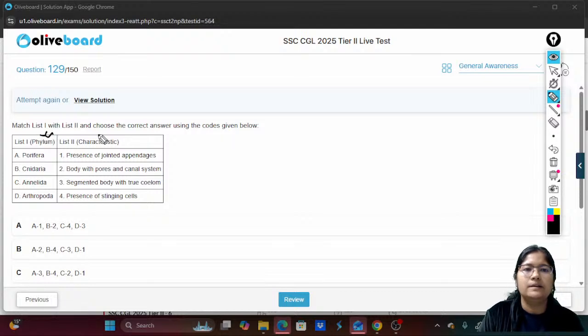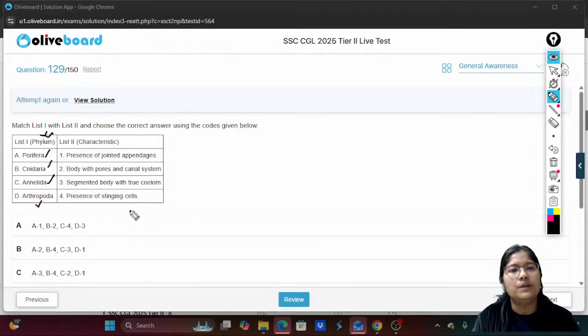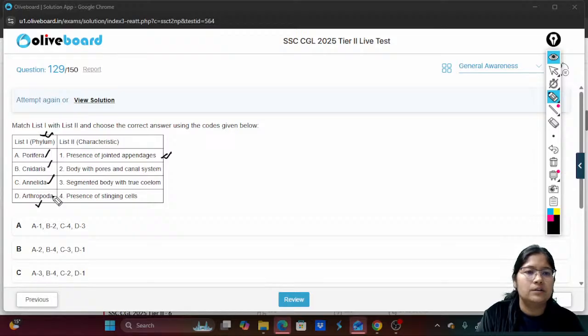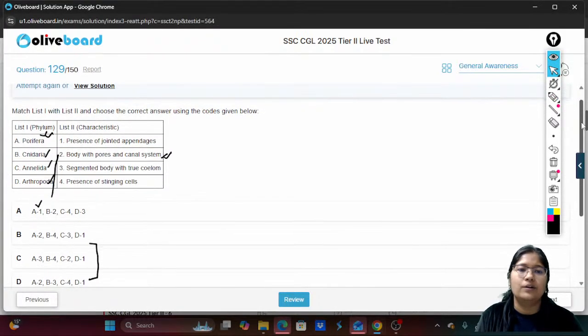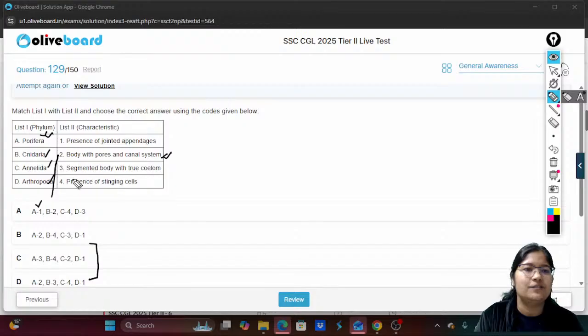Match list 1 and list 2 and choose the correct answer using the codes given below. All right. Porifera, Cnidaria, Annelida, and Arthropoda. We have to match them. So what do we know about them? Presence of joint legs or appendages. This is there in which one? This is there in Arthropoda, they have joint legs. The first identifying feature itself is joint legs. So here B and C have joint legs. Let's see what D has. Okay, all three have joint legs. So we have to see what's next.